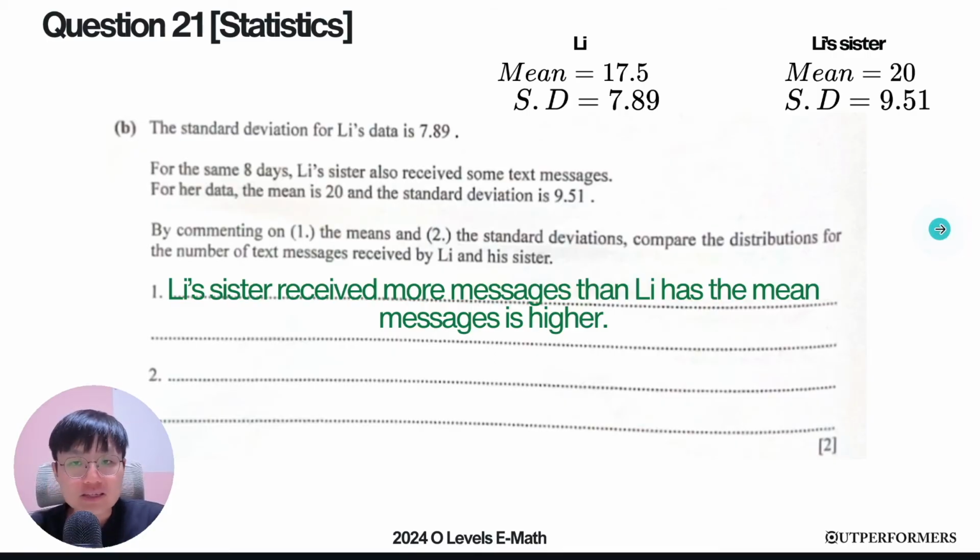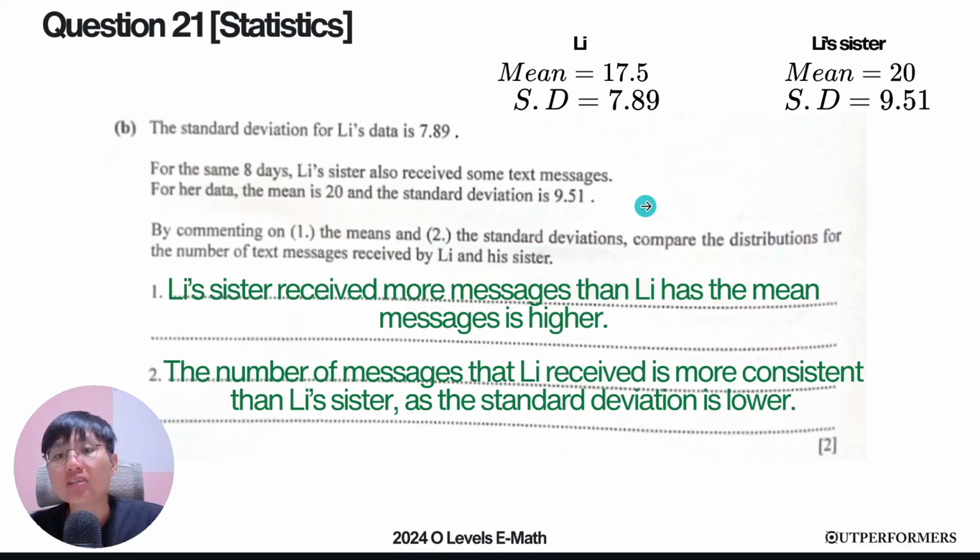And for the standard deviation, Lee is 7.89 and Lee's sister is 9.51. So between these two, I can actually talk about consistency. When it comes to standard deviation, just a bit of recap, it's the spread from the mean itself. So the smaller the standard deviation, that means your data are closer to the mean. And if they are closer to the mean, they are more consistent. So in this case, the messages Lee received are more consistent because the standard deviation is lower than Lee's sister's.